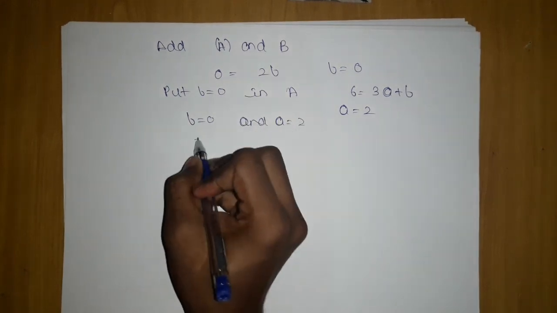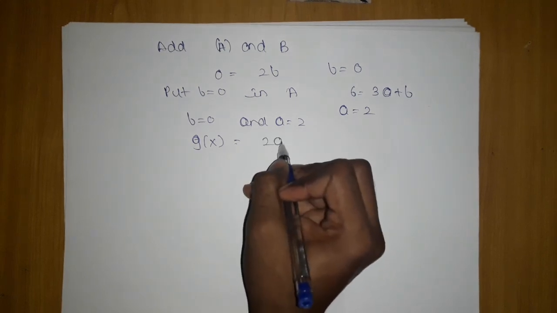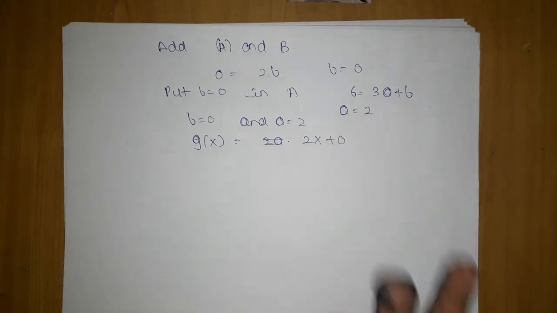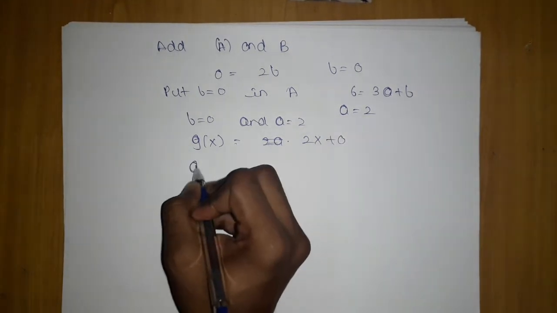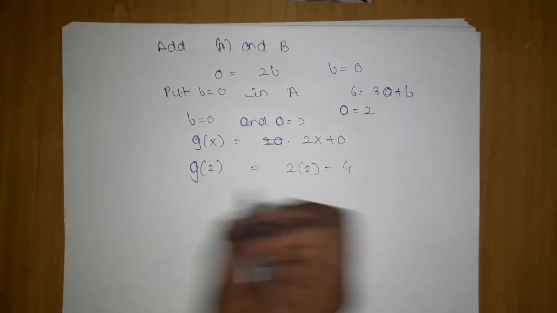So the required g of x which we have is 2x plus 0, because b is 0. Now what we needed to find? g of 2. Let me put 2. What we get? 2 into 2, which is equal to 4. So 4 is the answer.